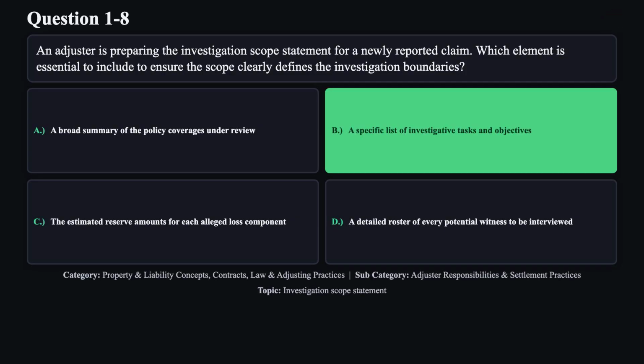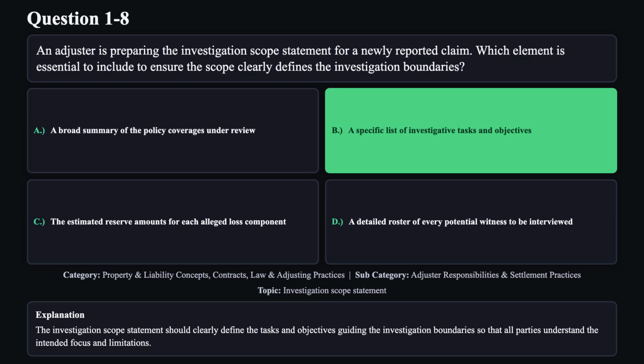The correct answer is B. The investigation scope statement should clearly define the tasks and objectives guiding the investigation boundaries so that all parties understand the intended focus and limitations.